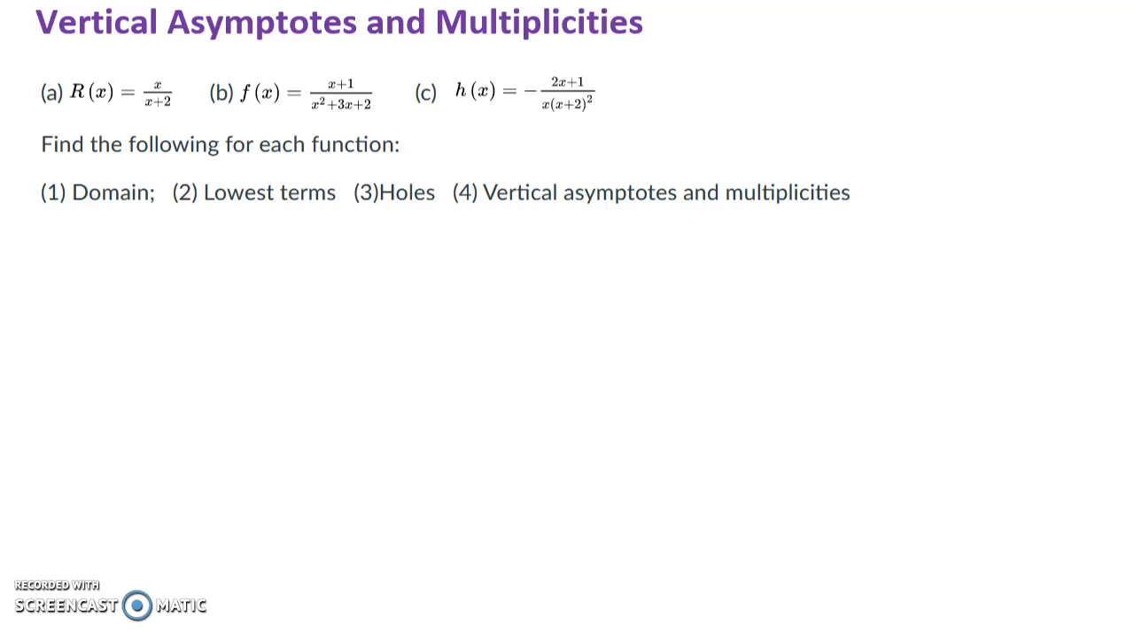In this video, we'll talk about the vertical asymptotes and the corresponding multiplicities of rational functions. Here we have three rational functions, and for each rational function, we want to find the domain, if it is in lowest terms, if there are any holes in the graph, and the vertical asymptotes and the corresponding multiplicities. Okay, let's start from the first function.